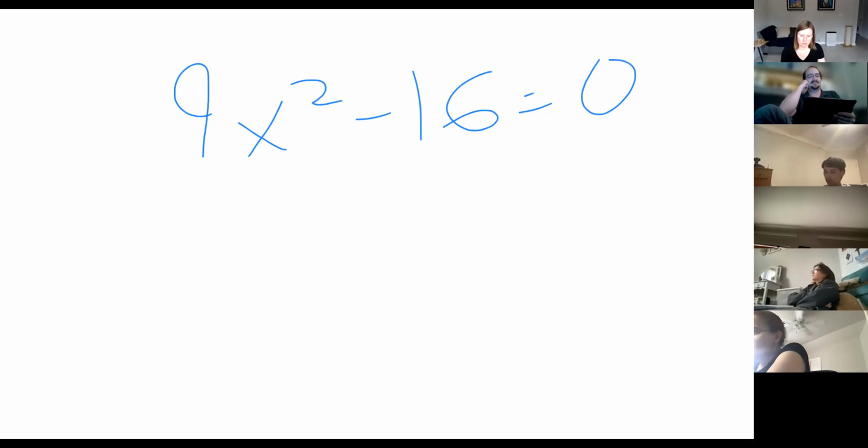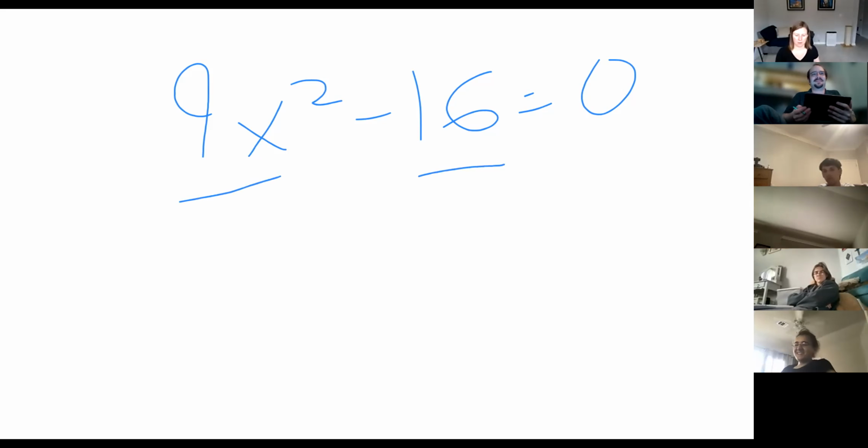What sort of format is it? It's 3x squared, 4 squared. This is a square, this is a square, and what do we see in the middle? A minus. So what sort of thing is that? It's going to be 3x minus 4, 3x plus 4. Okay, so the thing is called the difference of squares, is the formula.